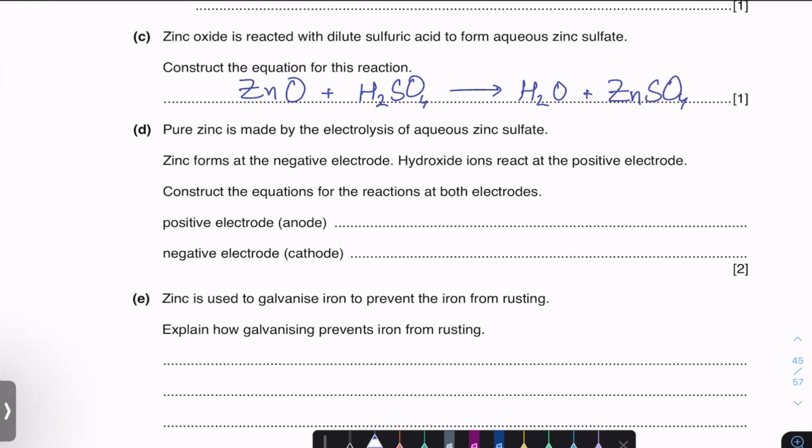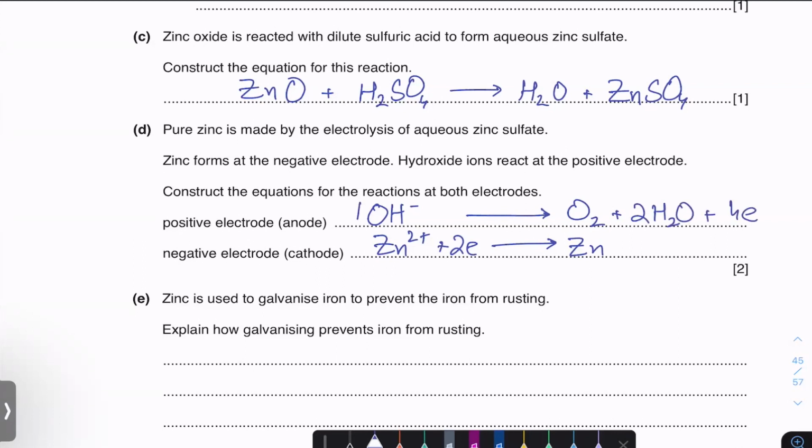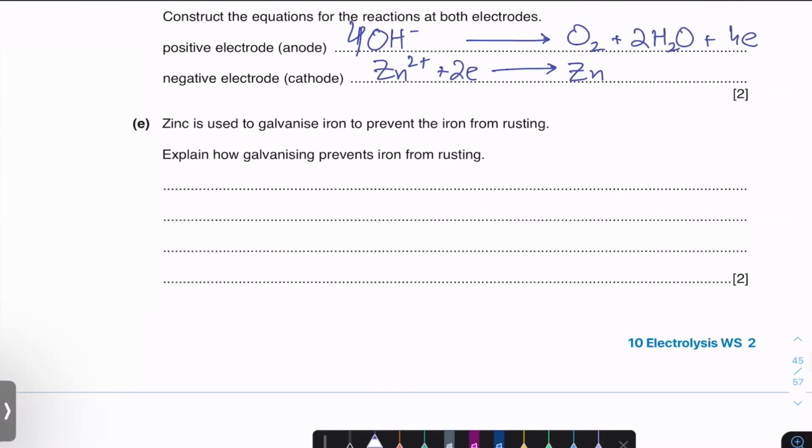Pure zinc is made by electrolysis of zinc sulfate. Zinc forms at the negative electrode. यानी कि यहाँ पे zinc बनेगा. कैसे बनेगा? Zinc ion से बनेगा. By gaining two electrons. Hydroxide ions react at the positive electrode. सारा क्वेश्चन तो उसने हमें बता दिया. So hydroxide ions will obviously make oxygen plus 2 water plus 4 electrons. And we've done it. Oh, sorry, this should be 4. बन गया.